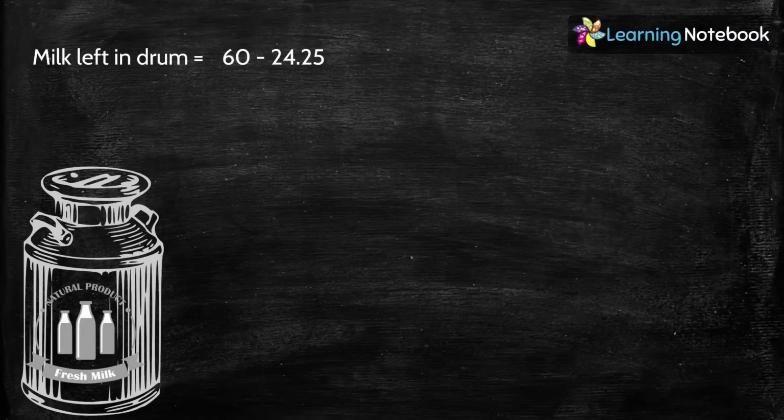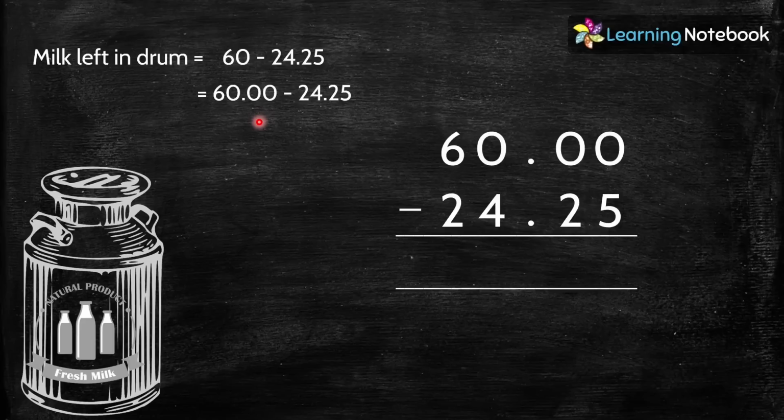Now students, to find milk left in the drum, we will subtract this 24.25 liters from total milk, that is 60 liters. But to subtract these two decimal numbers, we have to make them like decimals. So 60 becomes 60.00. Now let's subtract them, write them in columns.